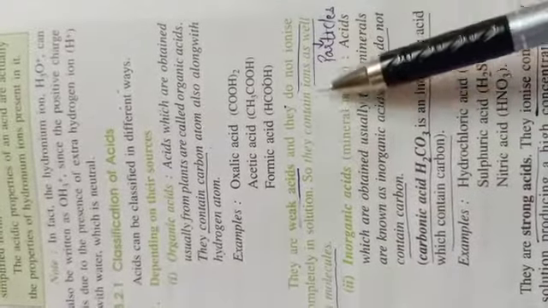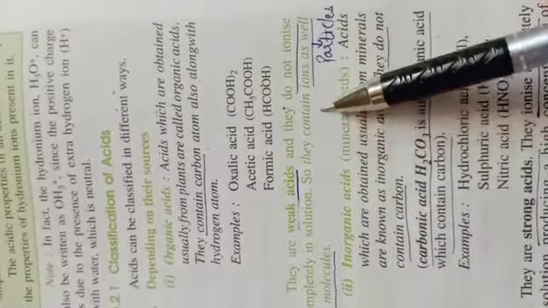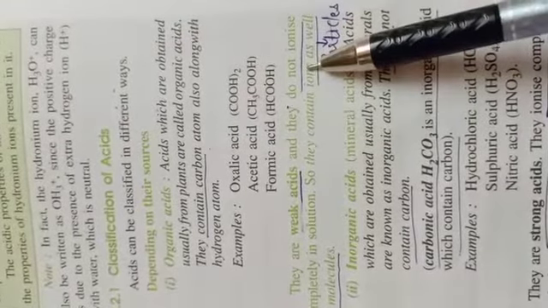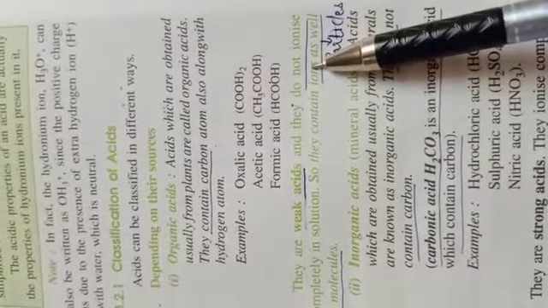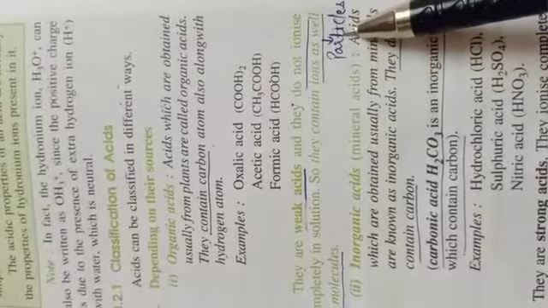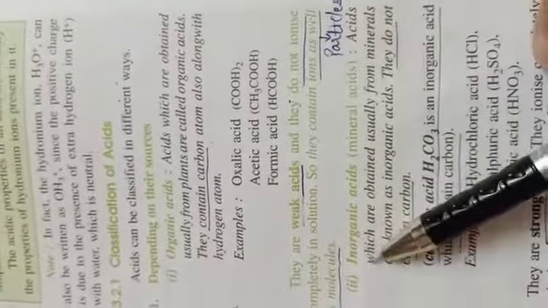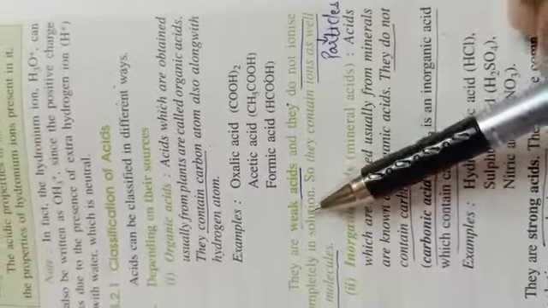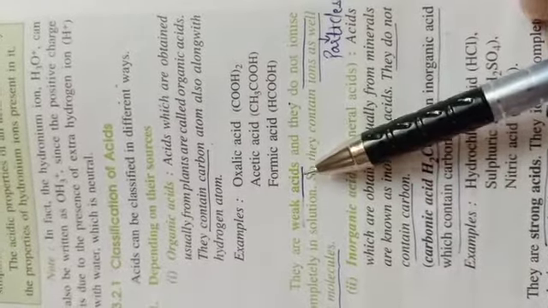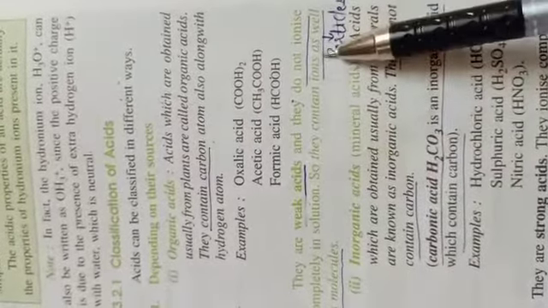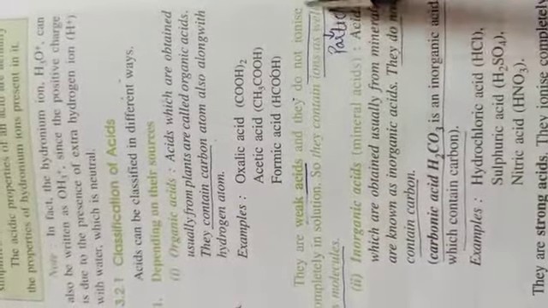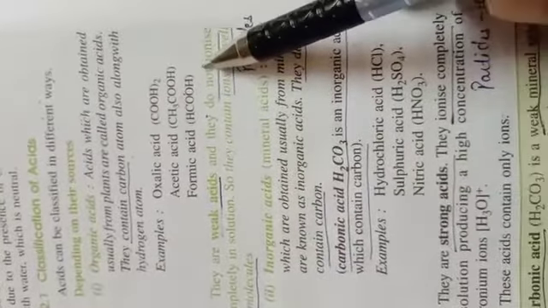And one more question is there. Name the particles present in the weak acids. So the names of the particles are ions as well as molecules. So what are weak acids? These are the acids which contain two types of particles, ions as well as molecules, and they do not ionize completely in the solution.